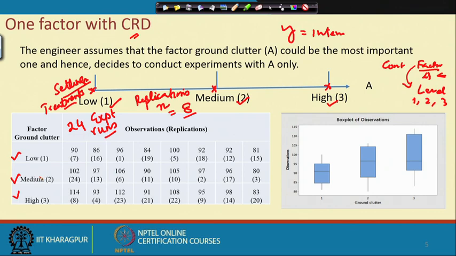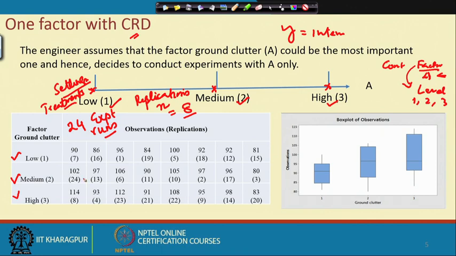Now, what you require to do? You cannot do the experiment, suppose low, keeping A factor at low and do 5 experiments, get the data, then medium repeat, then high repeat. This is not randomization. What you require? As 24 experimental runs are required, what you do? You randomly choose the order of experimentation.